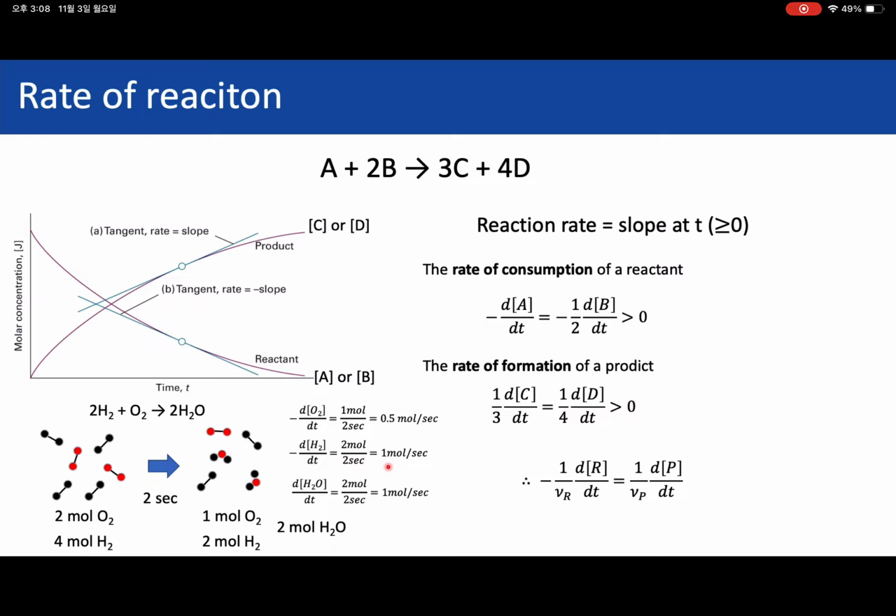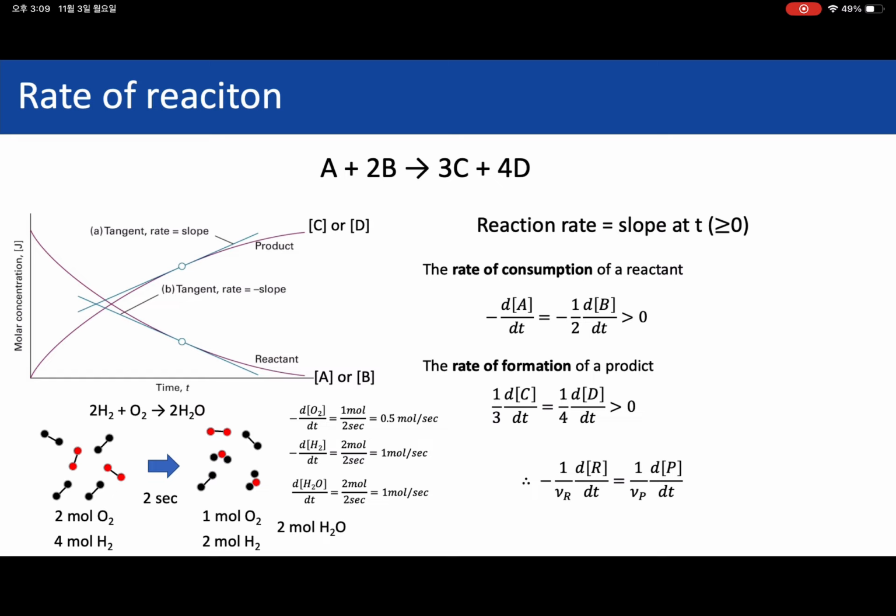So we can see that the rate of hydrogen consumption and the rate of water production have the same rate, but the rate of consumption of the oxygen molecule is half of the other two. This is because the stoichiometric coefficient is not considered here.